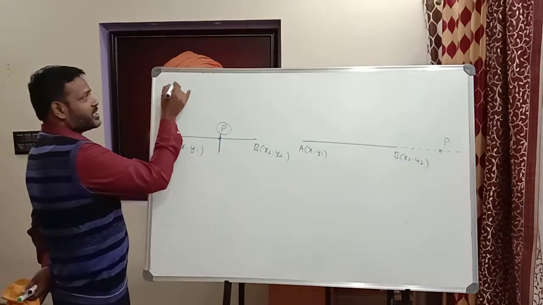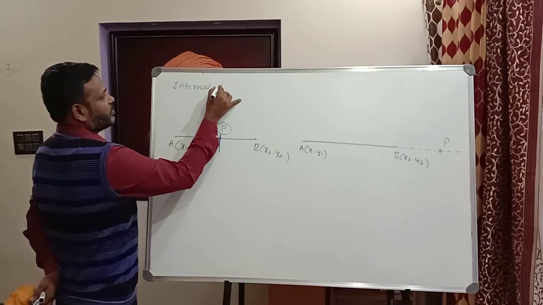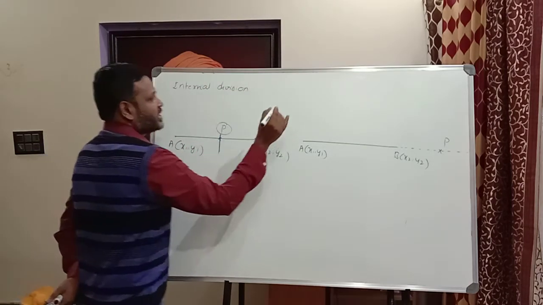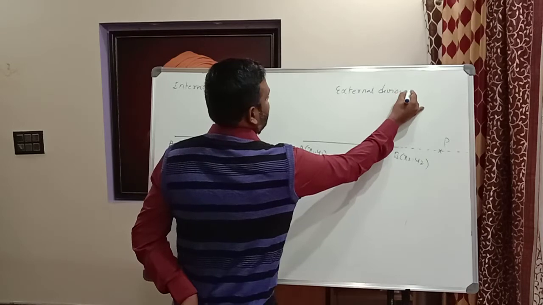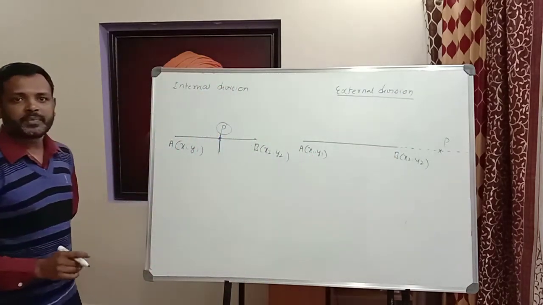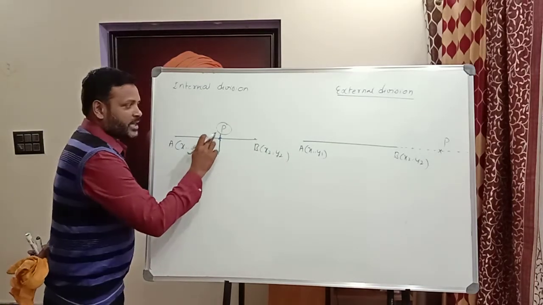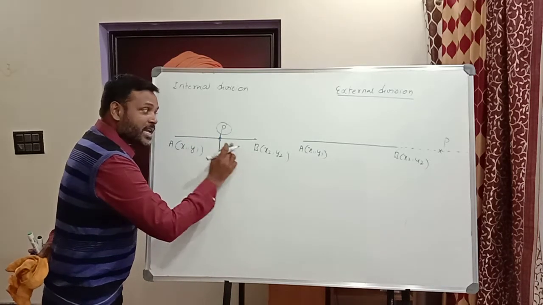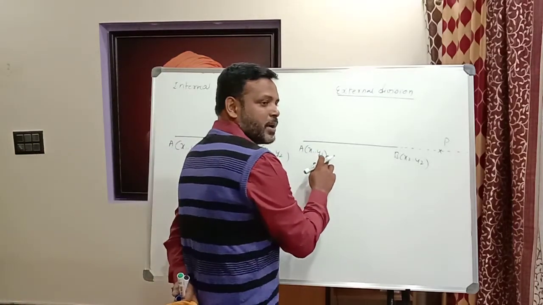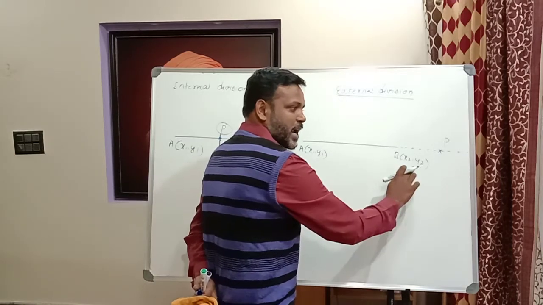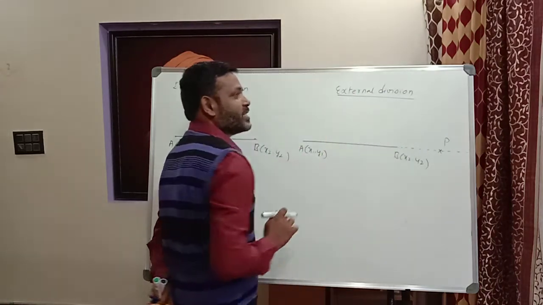Then such a division is called internal division. What do we call it? Internal division. And this division is called external division. What do you mean by internal division? Let A of x1, y1 and B of x2, y2 be any 2 points. Then the point P divides the line AB exactly on it. Then such a division is called internal division. Let A of x1, y1 and B of x2, y2 be any 2 points. Then the point P divides the line outside the line. Then it is called external division.